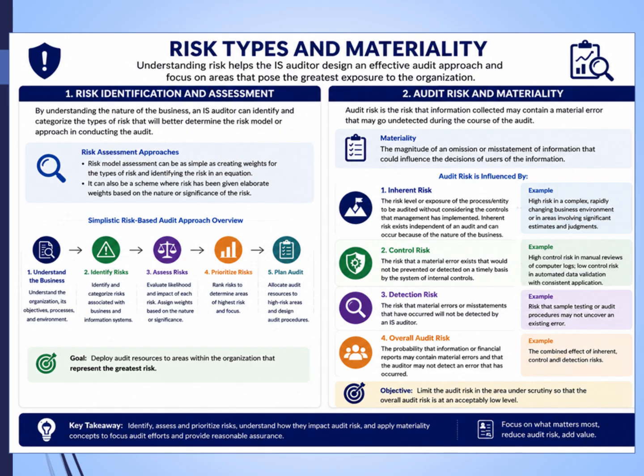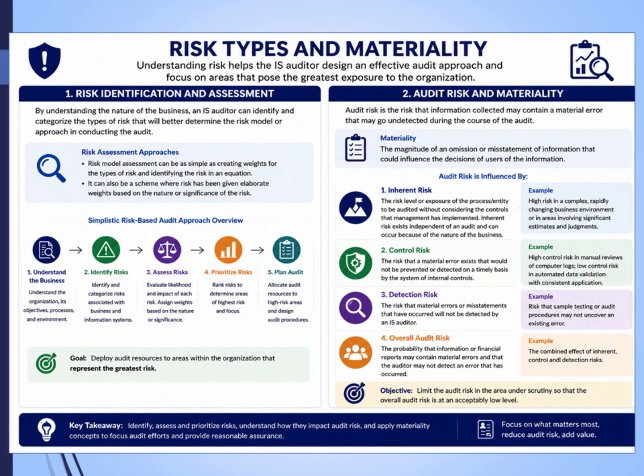Understanding risk types and materiality helps IS auditors focus audit attention on the areas that matter most to the organization. The process begins with identifying and assessing risks by understanding the business environment, systems, processes, and potential threats that could impact objectives. Auditors evaluate risks based on factors such as likelihood, impact, significance, and exposure, then prioritize areas requiring deeper audit attention. Materiality determines whether an issue, error, or weakness is significant enough to influence business decisions or organizational objectives.